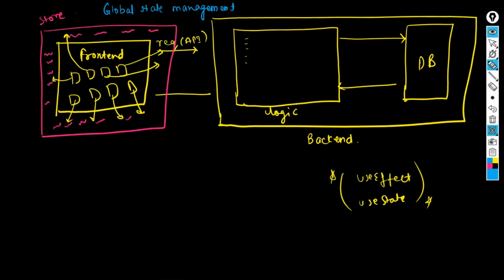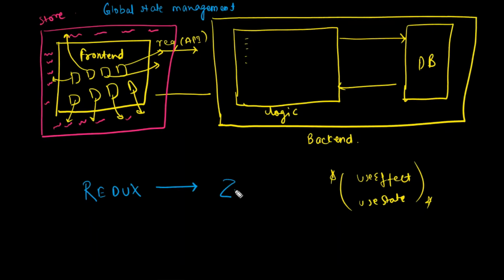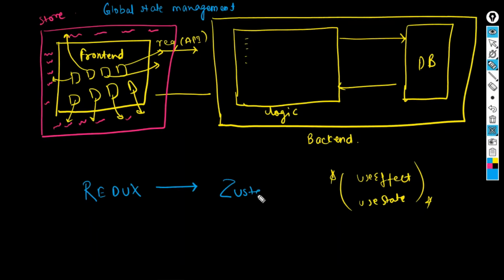And who is helping us to achieve this global state management? This guy. And a new version of this is this one, if you have heard of it. Here, boilerplate is more. Here we have to write more code. Here, very minimalistic code, but it will do exactly the work of Redux.